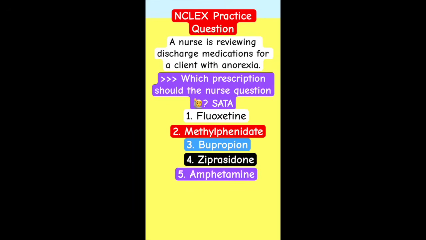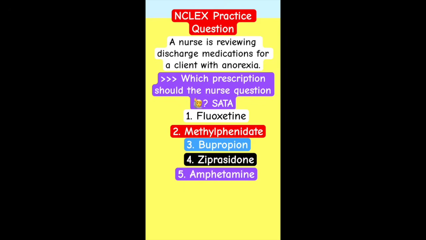A nurse is reviewing discharge medication for a client with anorexia. Which prescription should the nurse question? It's a select or apply. You don't have to pick everything. Pick those you're 100% confident about. Fluoxetine, methylphenidate, bupropion, ziprasidone, amphetamine. These are 5 medications prescribed to the patient with anorexia who is going home.